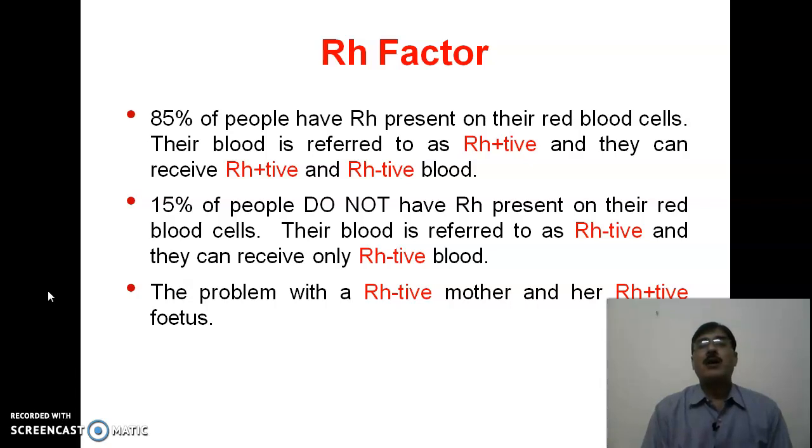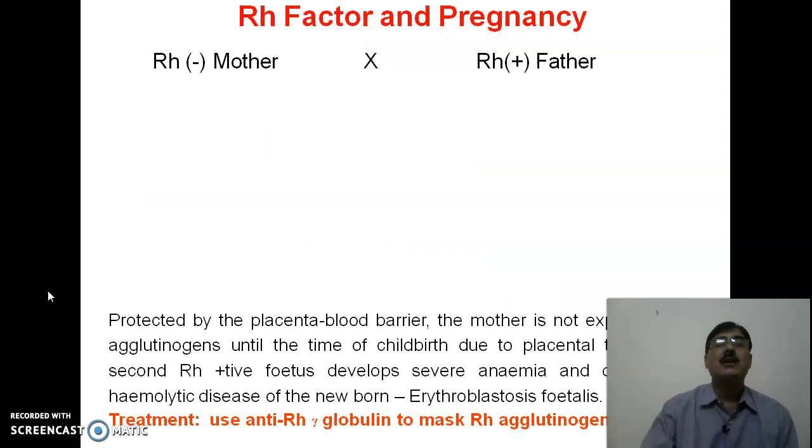85% of people have Rh present on their red blood corpuscles, and their blood is referred to as Rh positive, and they can receive Rh positive and Rh negative blood, while the remaining 15% do not have Rh present on their red blood cells. Their blood is referred to as Rh negative, and they can receive only Rh negative blood. The problem with an Rh negative mother and her Rh positive fetus is generally dangerous, which is shown in the next slide.